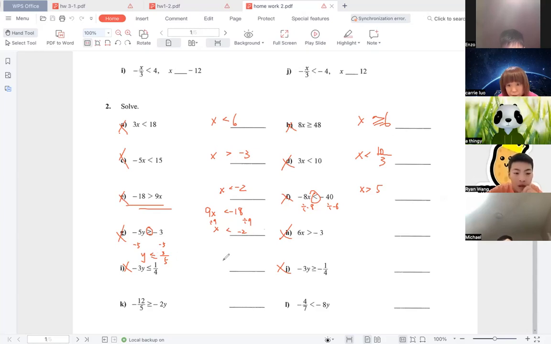Okay, so next one, 6x is bigger than -3. Oh, is it still me? No, I'm asking Michael. So Michael, 6x is bigger than -3. So how do we do it? X is bigger than -1/2. Very good. Okay, x is bigger than -1/2.